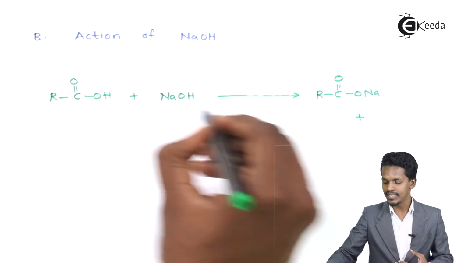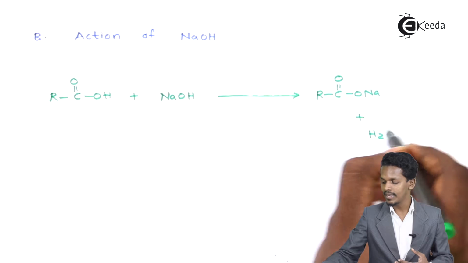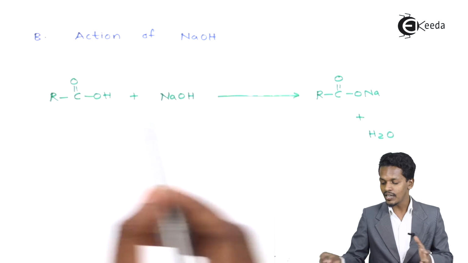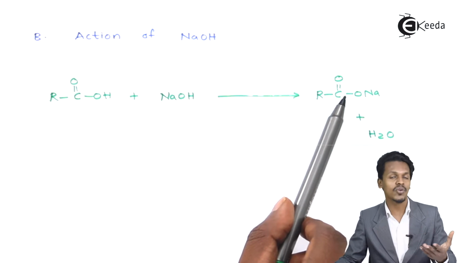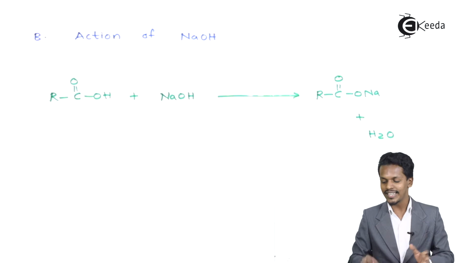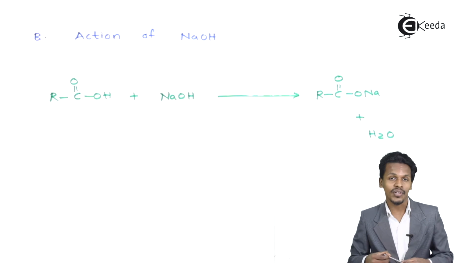Along with that, the H2 molecule will be formed as a byproduct. This kind of reaction is known as a neutralization process, and this is how we can produce the sodium salt of carboxylic acid. So this was related to the action of NaOH on carboxylic acid.